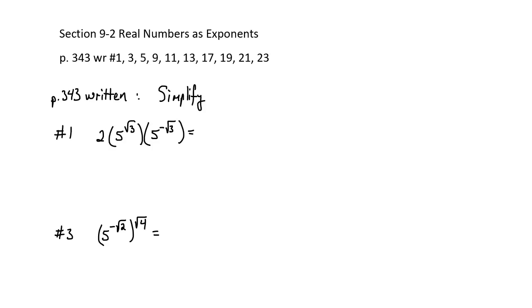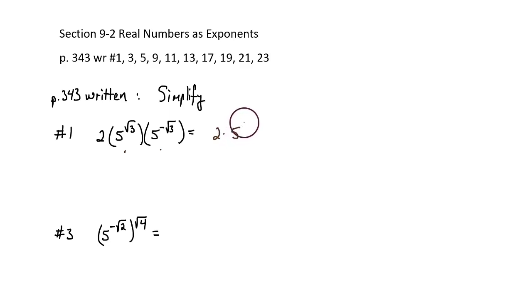Here are the answers for the section 9-2 homework. Number 1, we're asked to simplify the expression. It's a multiplication expression, and these two factors have the same base of 5. So to multiply those, we can use the rule about adding the exponents.